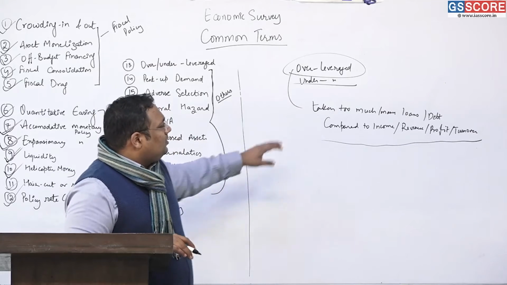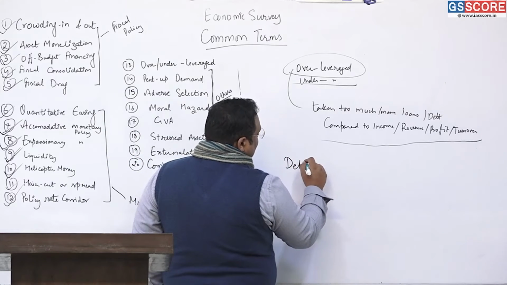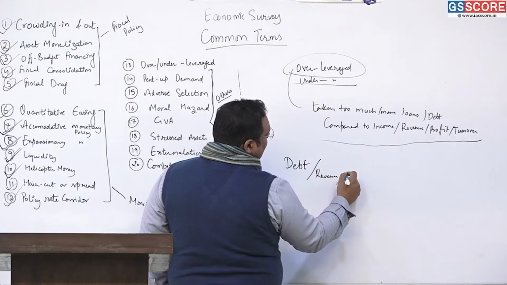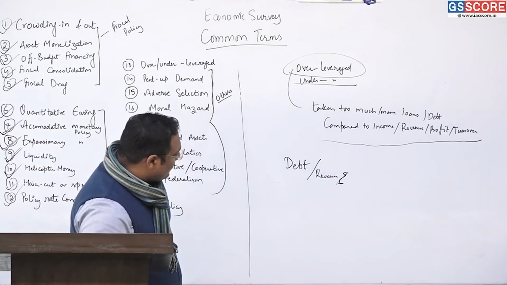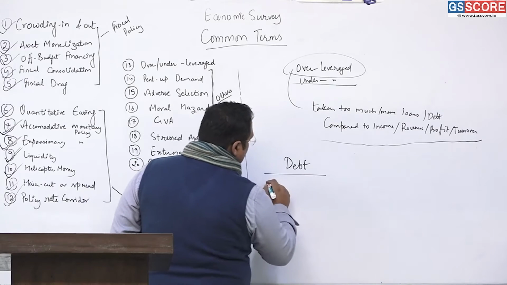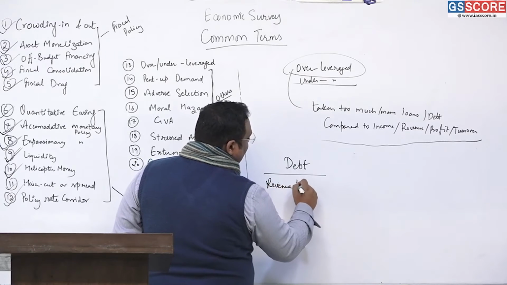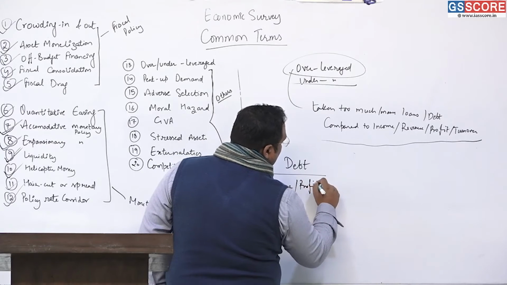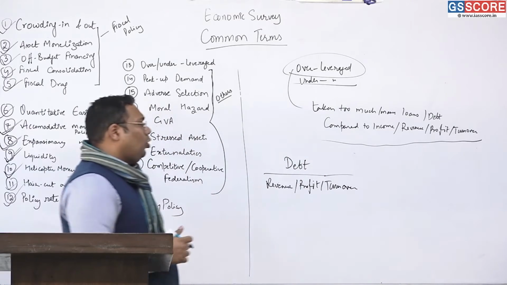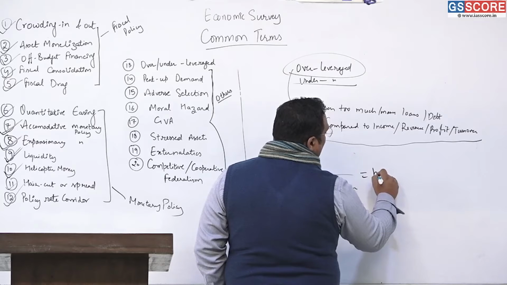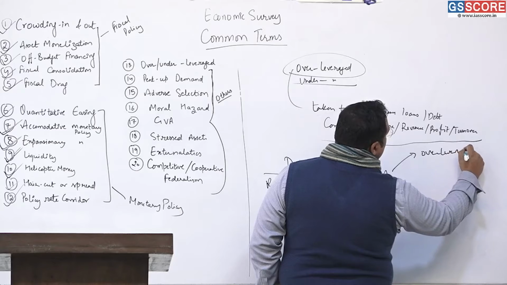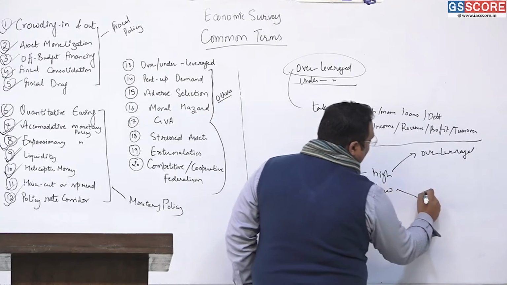When the debt to revenue or profit or turnover ratio is high, we call it over leveraged. If this is high, then over leveraged. If this is low, this is under leveraged.